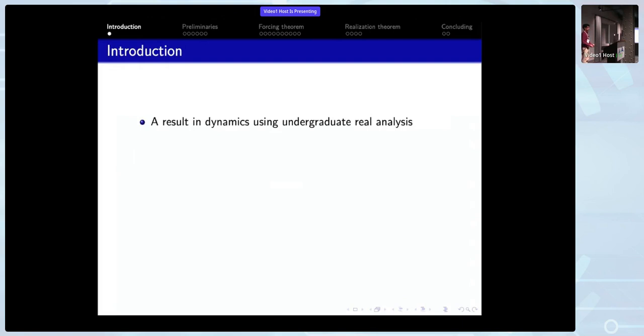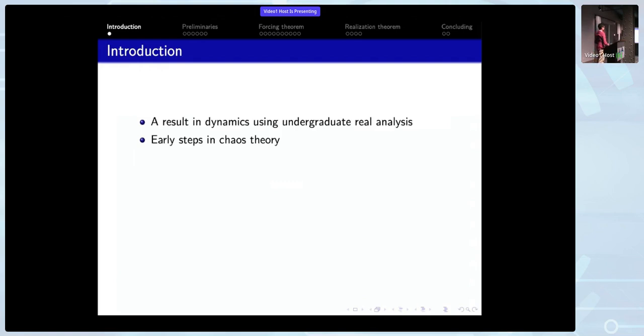So Sharkovsky's theorem is a result in dynamics. It's a fairly elementary result in discrete dynamical systems. And one thing I want to highlight is that it only uses undergraduate real analysis, so it's got fairly low prerequisites. The original result was one of the earliest steps in chaos theory.